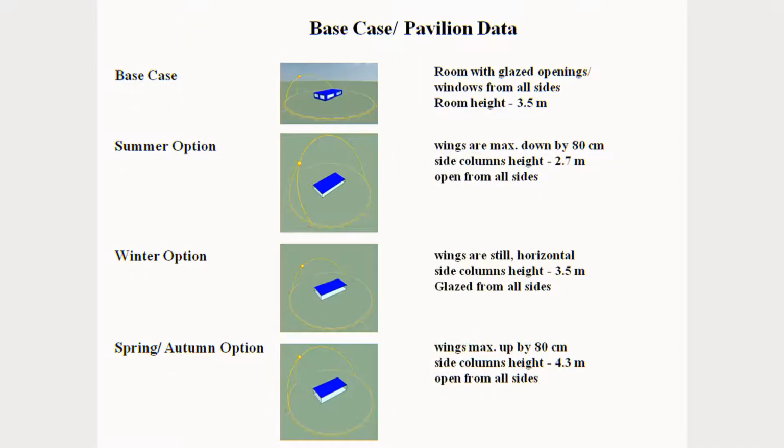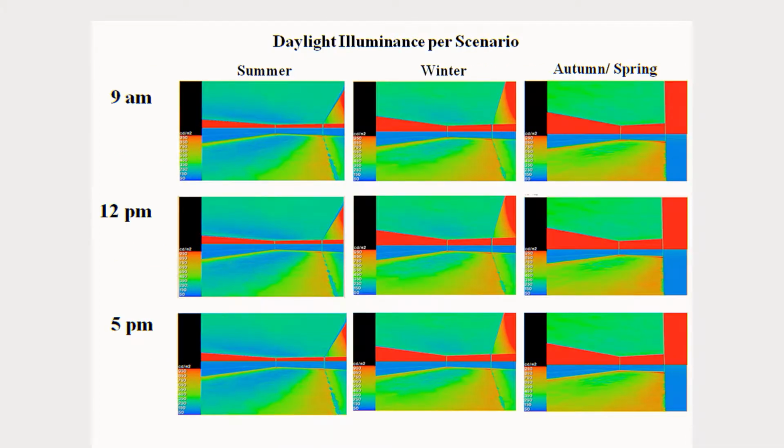IES data and analysis. To assess the performance of the pavilion, we have created models in IES for each scenario for solar and airflow analysis. If we compare daylight illuminance on the floor base of the pavilion, we can clearly see the illuminance is lower in the summer and higher in winter and autumn-spring seasons, which is what we aim to achieve.